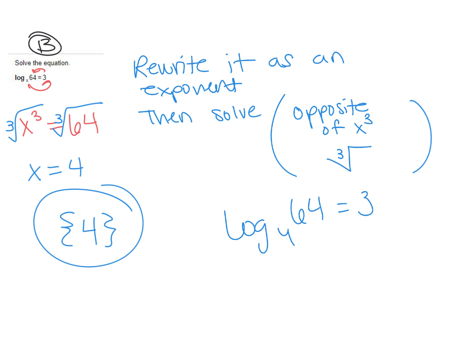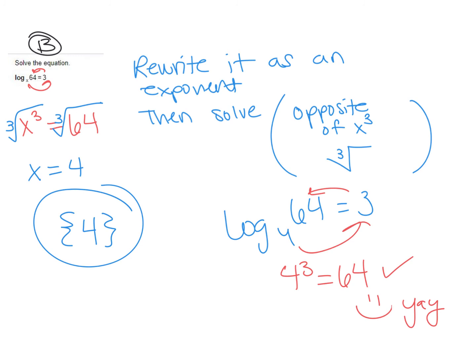And then I could either use a calculator to check this, or I could rewrite it and see if it's true. So 4 cubed is 64. Yay. Fun stuff. We're getting into the fun stuff. Okay, so we have a few more that are similar to those. Is it okay for me to click? You guys good? Questions? Okay, all right, let's keep moving on.